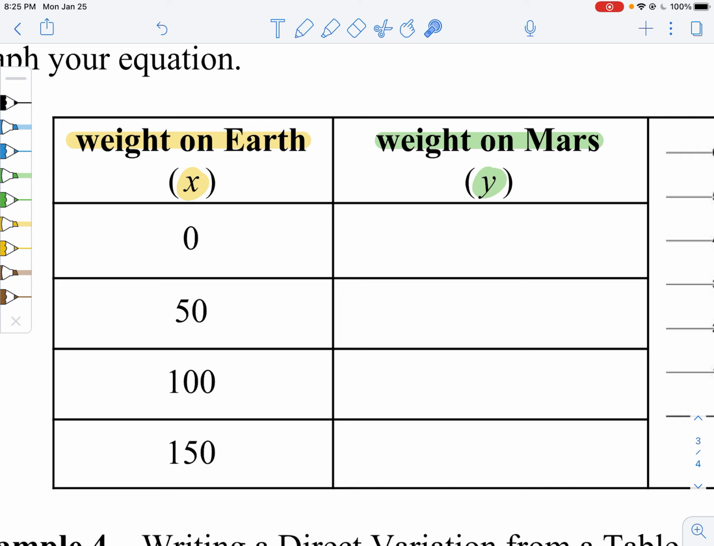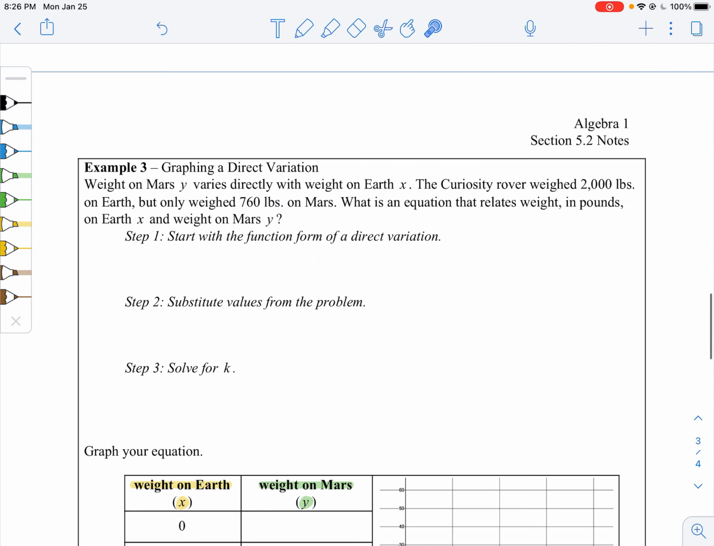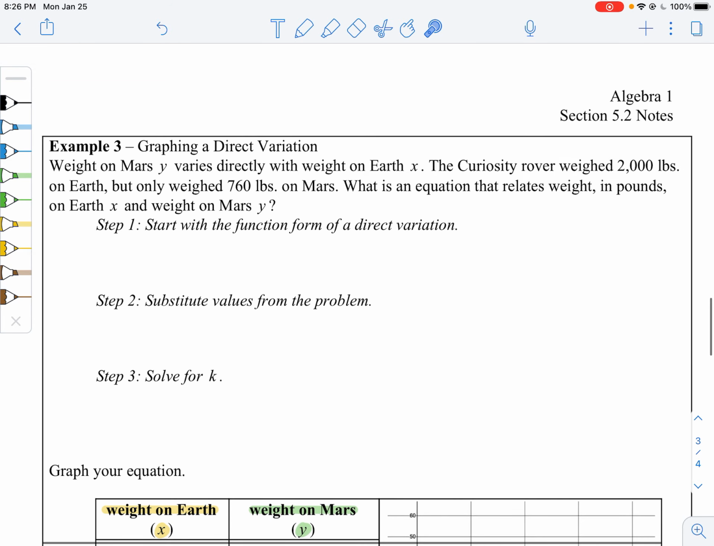Now, Mars is smaller than Earth, so you're going to weigh less. It has a less gravitational pull than Earth does because Earth is bigger. So we're going to lose some weight. We're not losing mass, we're losing weight. Anyway, you can ask me more about the difference between mass and weight later.